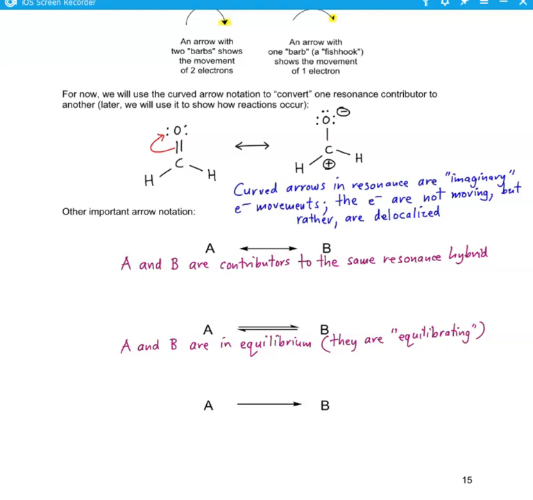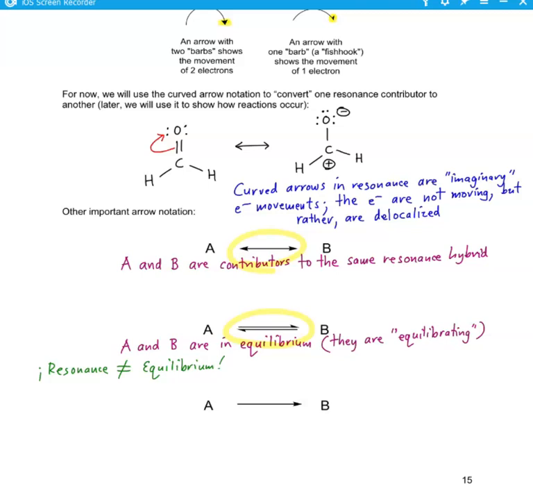Okay, so just based on those two things, what we just looked at, those two arrow types, so this guy here and this guy here, notice that we're using a completely different arrow in each case. What that should remind you, or hopefully will remind you going forward, is that resonance is not the same as equilibrium.